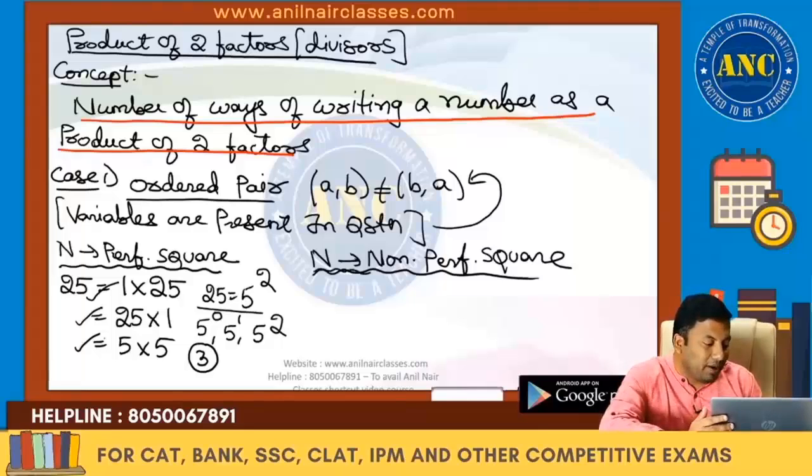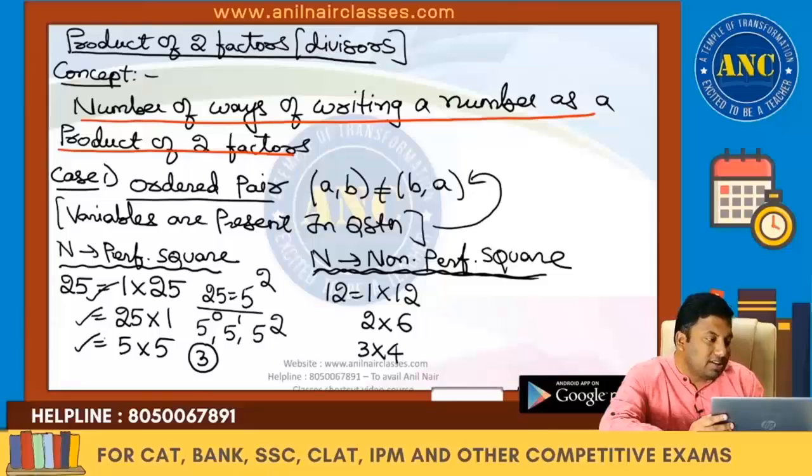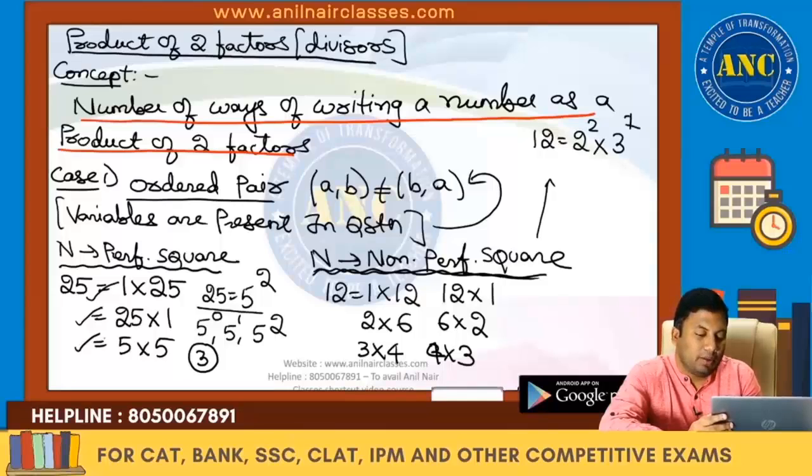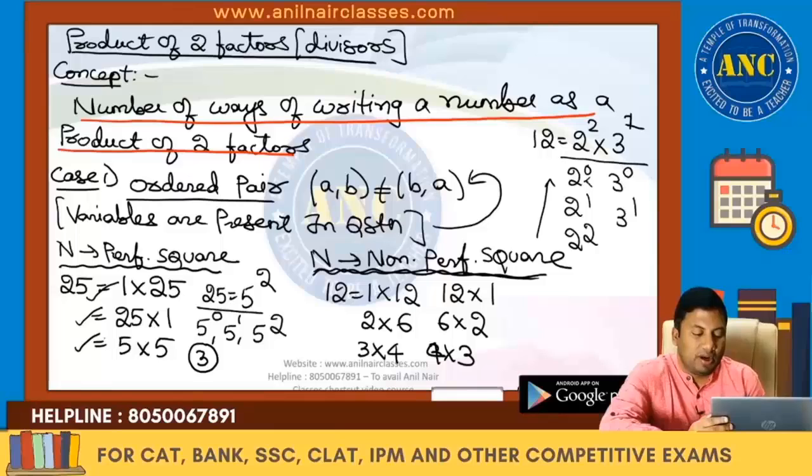Let me take a non-perfect square, 12. 12 is 1 into 12, 2 into 6, 3 into 4. Because it is ordered pairs, reverse also matters: 12 into 1, 6 into 2 and 4 into 3. Now, 12 as a power of primes is 2 square into 3 power 1. How many factors do we get for this number? Split all the powers: 2 power 0, 2 power 1, 2 power 2, and 3 power 0, 3 power 1. 1 into 1, 1 is a factor. 1 into 3, 3 is a factor.